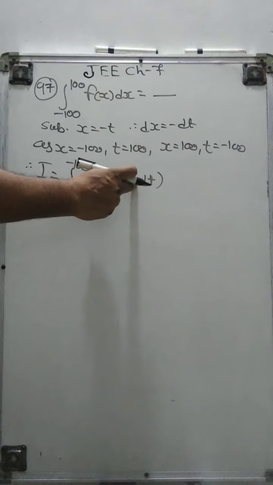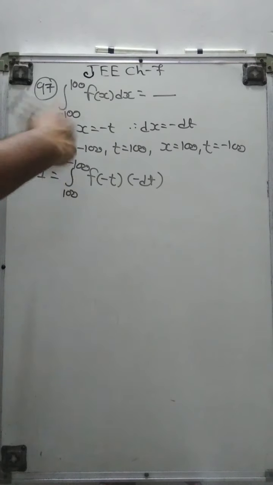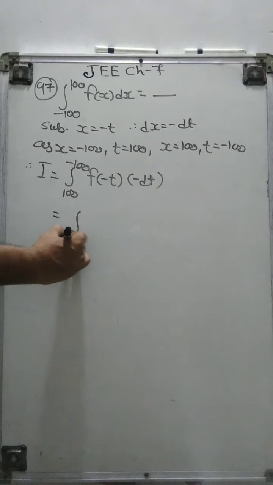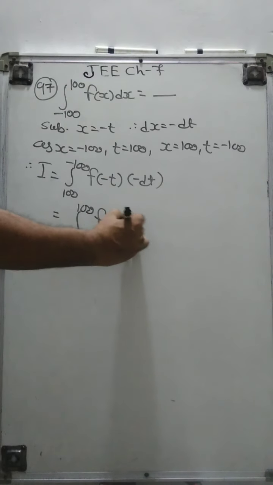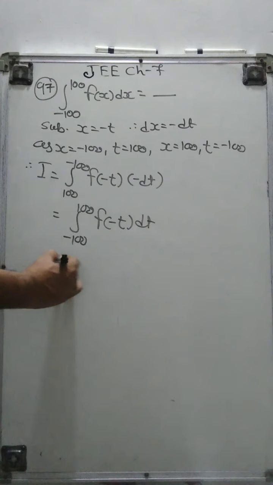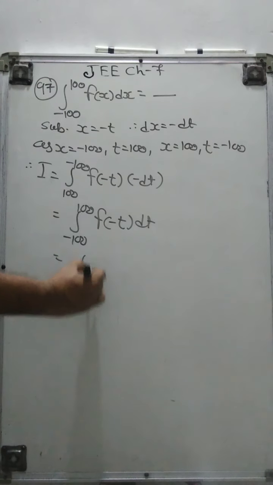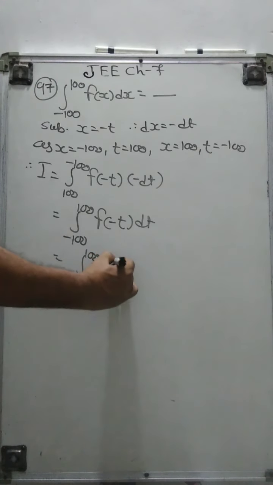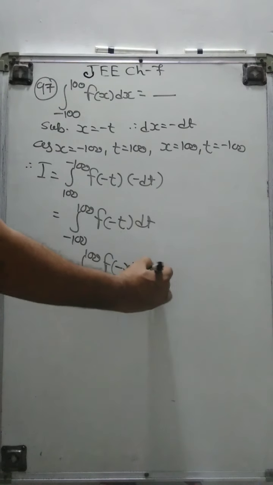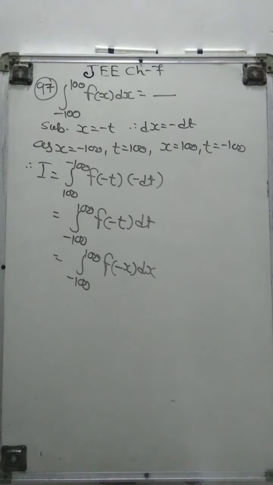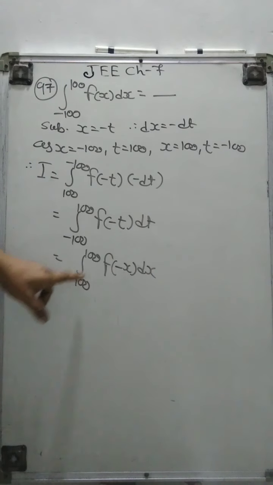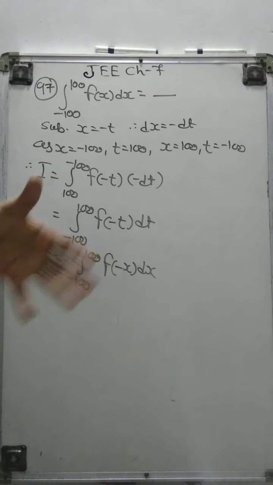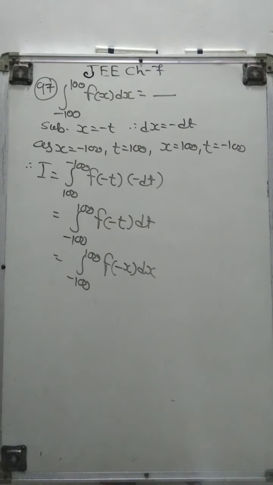Now we just take this minus here and remove this minus, then interchange this limit and we get f(minus t) dt. Or we can say that integral from minus 100 to 100 of f(minus x) dx. We just change the variable. Therefore the answer of this function is integration from minus 100 to 100 of f(minus x) dx. Okay. Then we go for the next one.